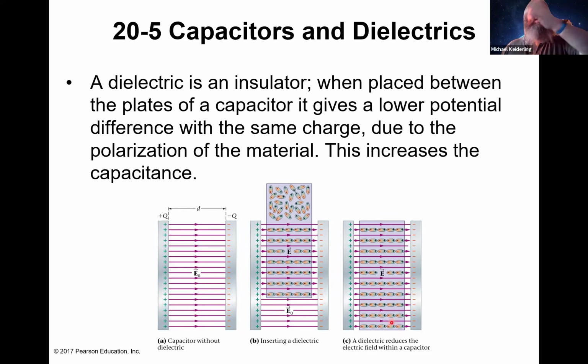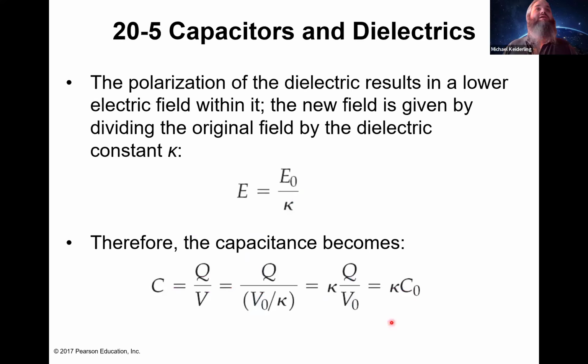Now, in terms of the purposes of a capacitor, the polarization of the dielectric results in a lower electric field within it. This new electric field is given by dividing the original field by this dielectric constant kappa. So electric field is your initial electric field divided by kappa. So the capacitance becomes kappa times C naught. The voltage becomes V naught over kappa.